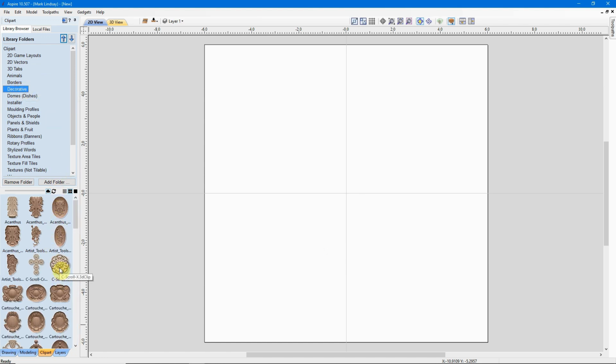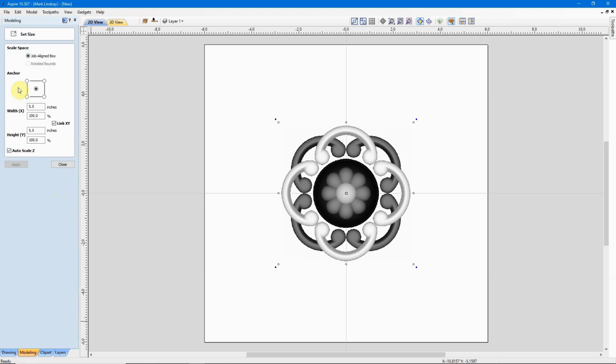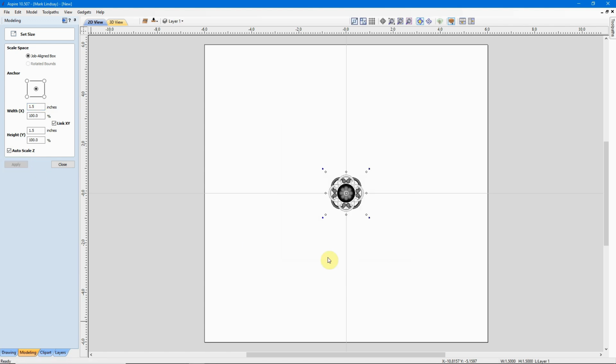Let's get something detailed like this. Go into our modeling tab, and I want to set the size down to 1.5 inches. And apply that. I have a 1.5 inch diameter model here.